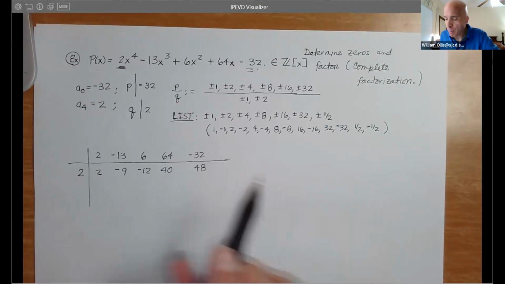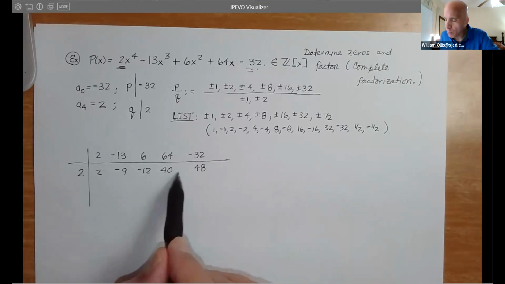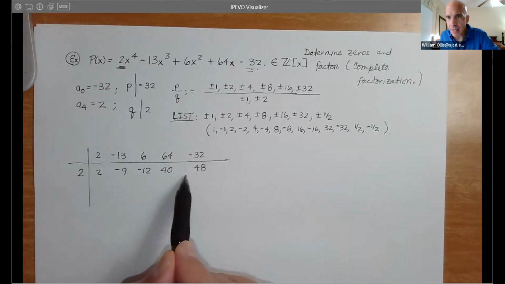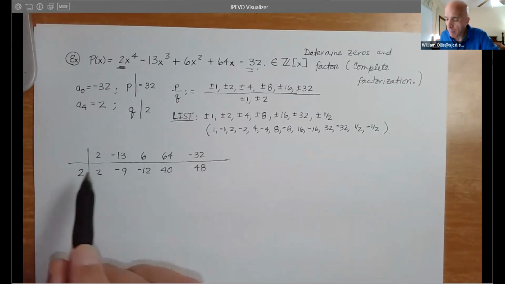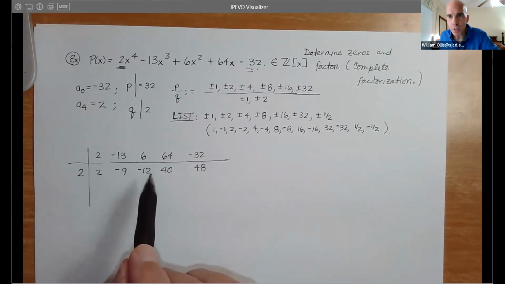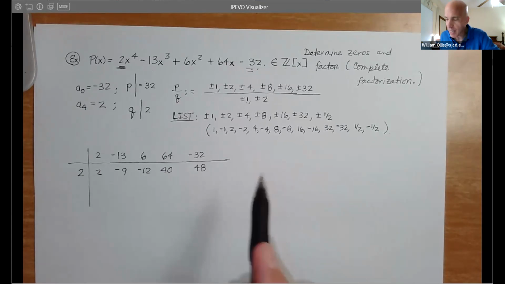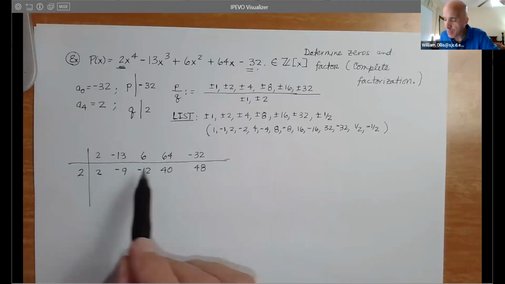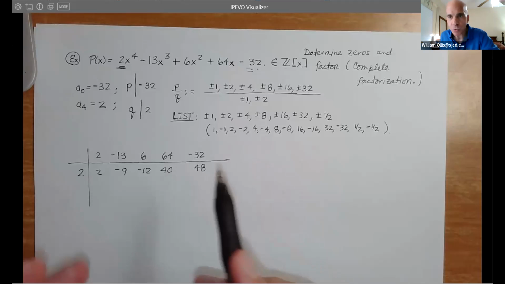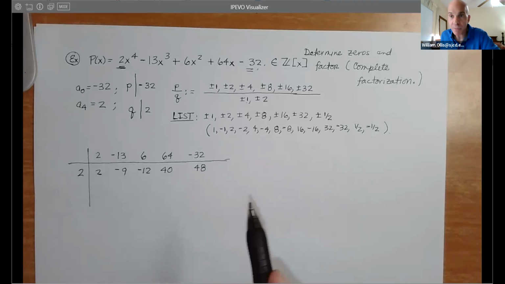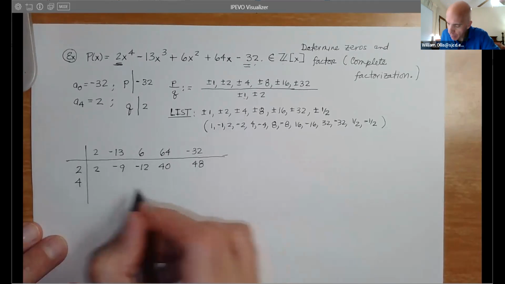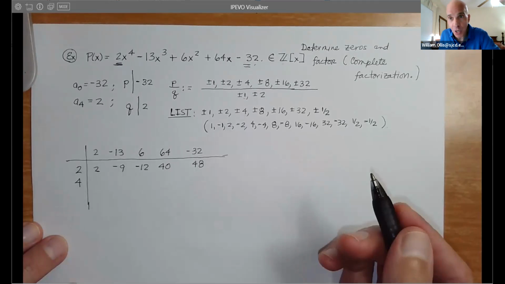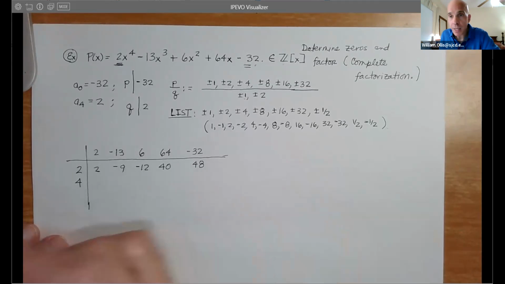But remember, the bounds theorem says that if this row consists of non-negative entries, like positive numbers and 0, then you don't need to keep going to check numbers bigger than 2. But we've got negatives here, so there's no reason to think that we shouldn't try some other candidates from this list that are bigger than 2. Again, if these were all positive, then we'd be wasting our time, because you can't add a bunch of positive numbers and ever get 0. So let's go to the next element of the list, which is 4. So we'll try 4. And if we hit the jackpot, then we'll do another table for the lesser degree polynomial.